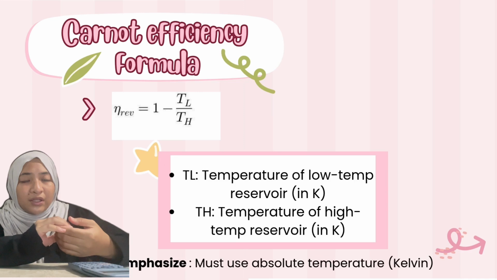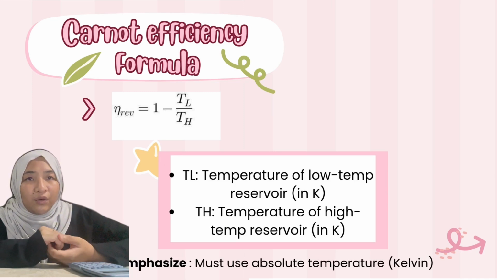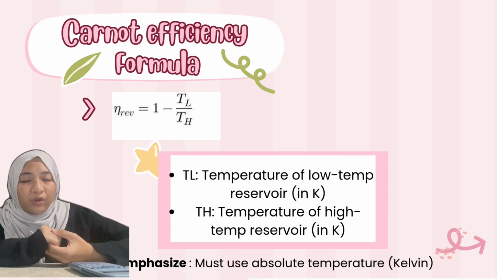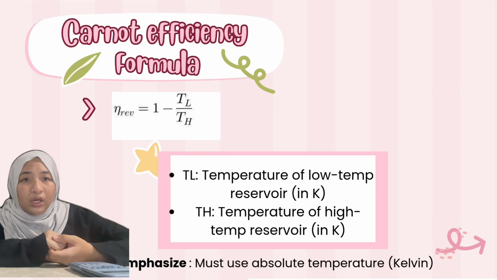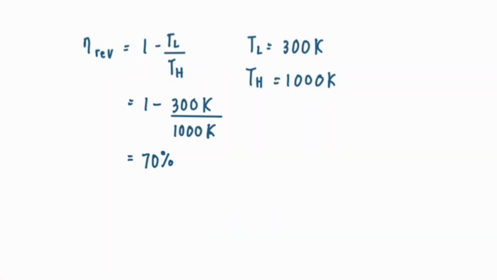By substituting the temperature of the low temperature reservoir, which is 300 Kelvin, and the temperature of the high temperature reservoir, which is 1000 Kelvin, into the reversible efficiency formula, which is 1 minus temperature low over temperature high, we get 0.7.